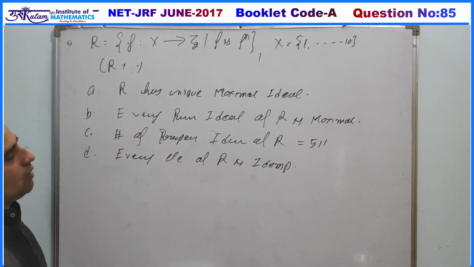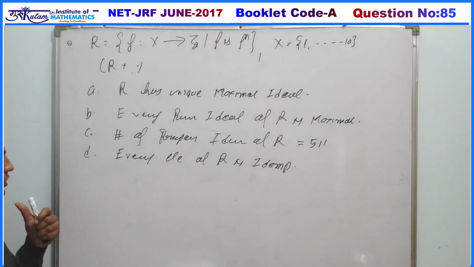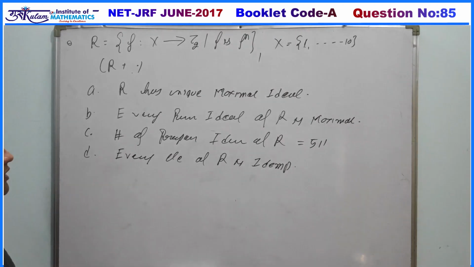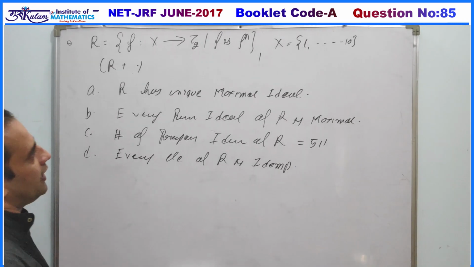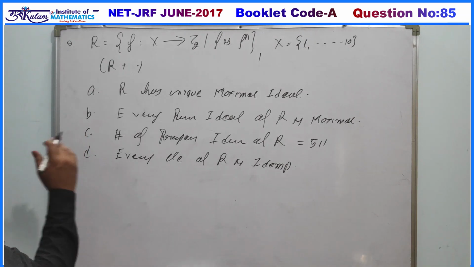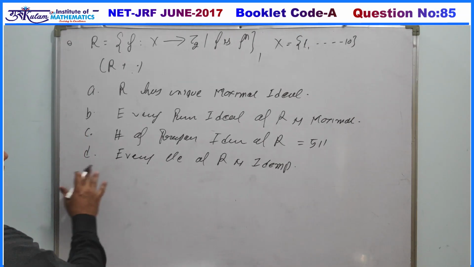So these are some of the options. The first option is it has a unique maximal ideal. Second is every prime ideal is maximal. Third is the number of proper ideals is 511, and every element is idempotent. So we have to identify which of these properties hold.